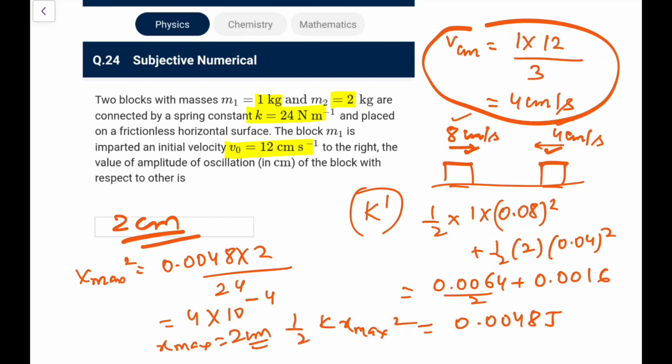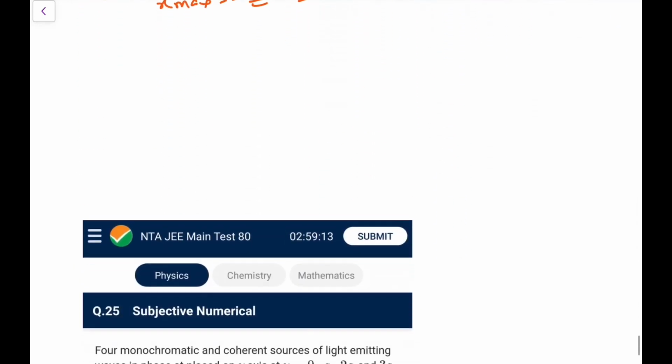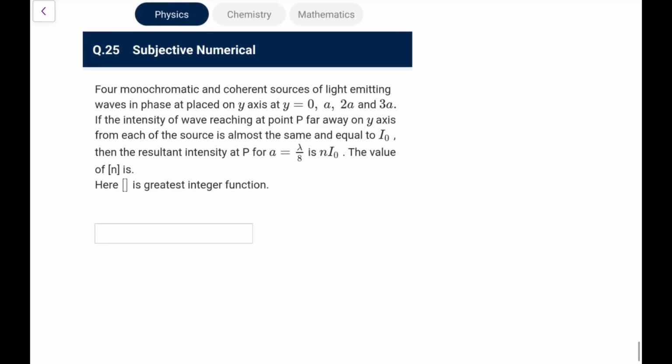So just remember, not the complete kinetic energy converts into spring energy, only the K dash, because CM's velocity will remain unchanged because spring is an internal force for them.